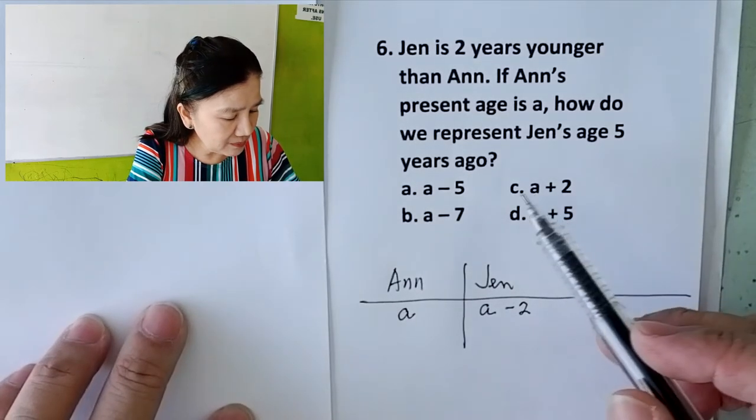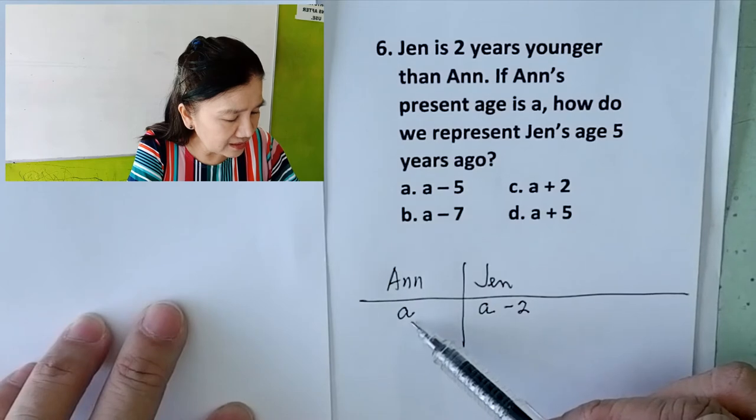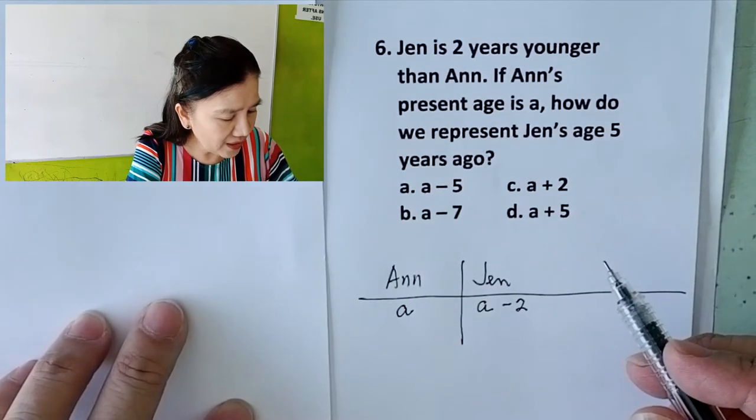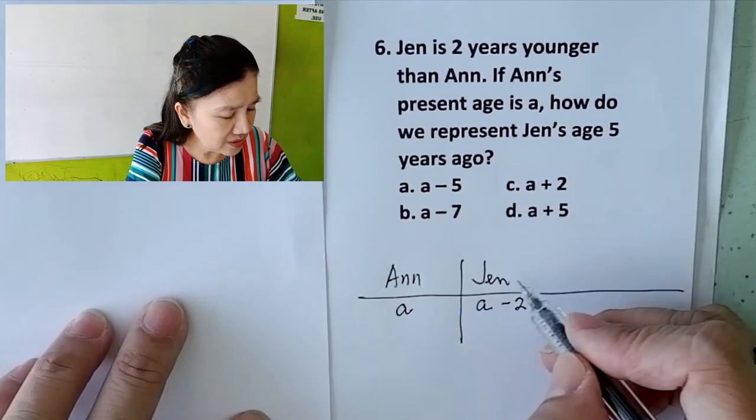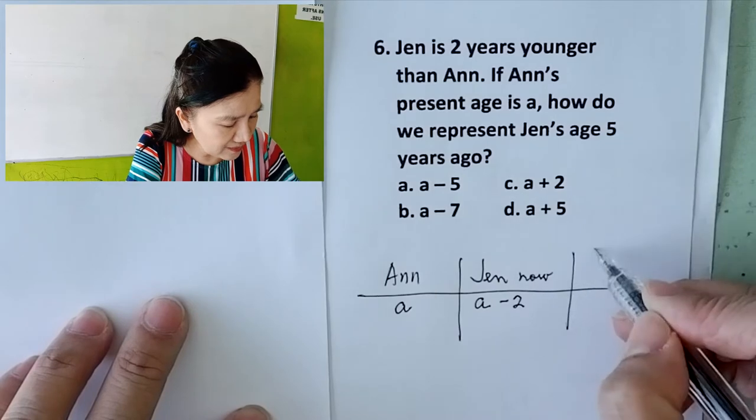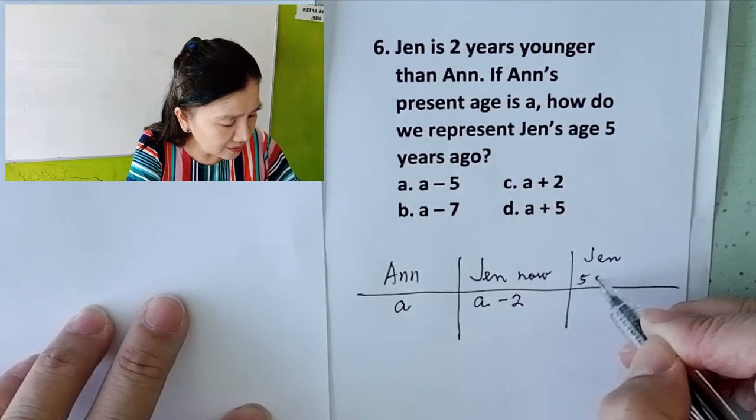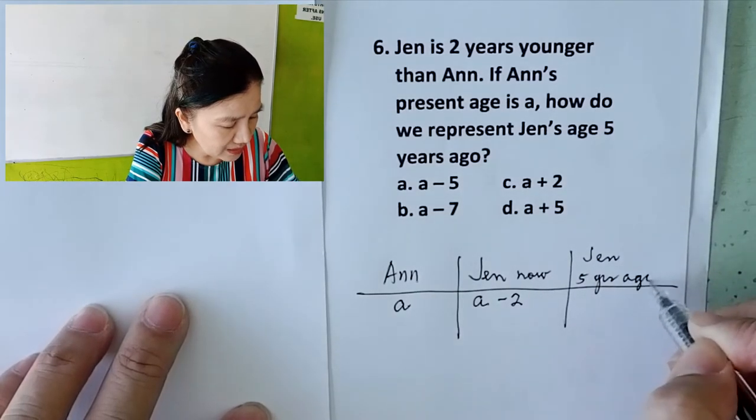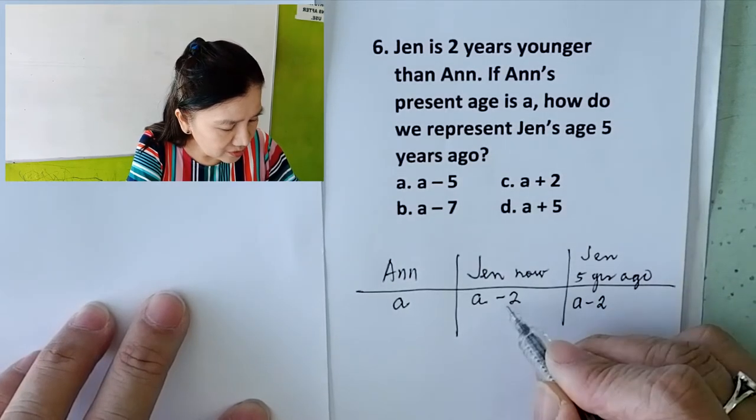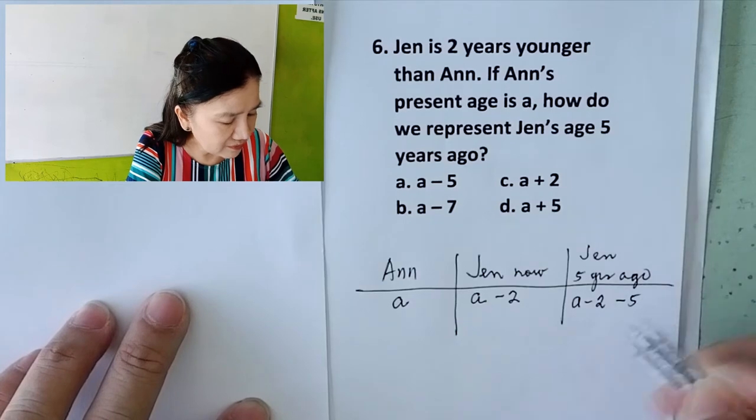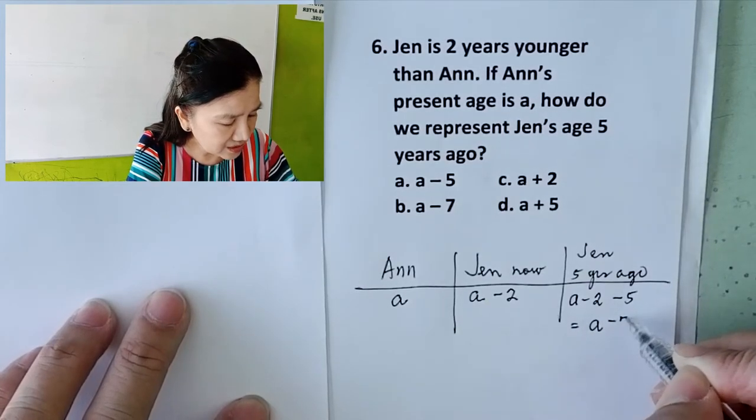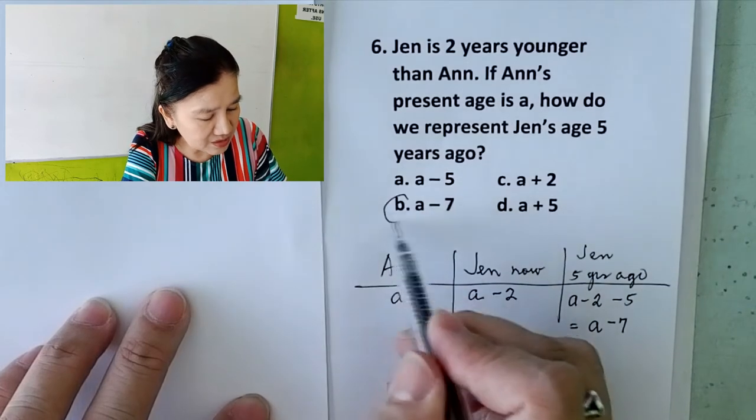If Anne's present age is A, how do we represent Jen's age 5 years ago? So this is Jen now. Jen 5 years ago will be the age now, which is A minus 2, minus 5, which can be simplified as A minus 7. So the correct answer is B.